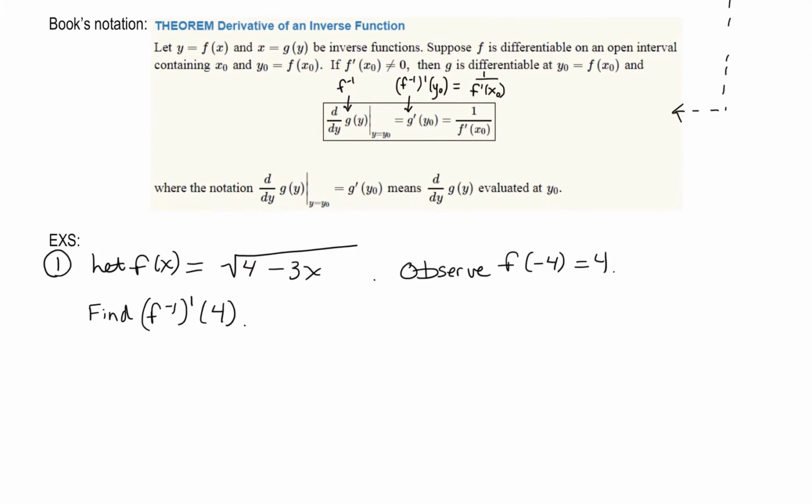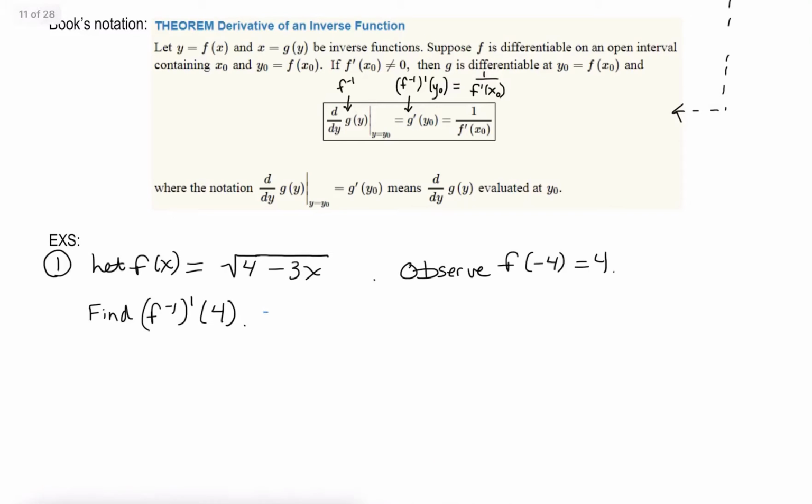All right, so again, in your book, they may say, suppose that f and g are inverse functions, and then maybe find g prime at 4. They would just describe it that way. But I prefer saying it this way here. The square root got out of control up there, didn't it? All right, so let's take a look at how we would do this.